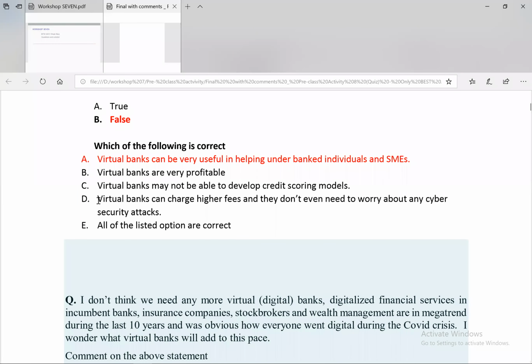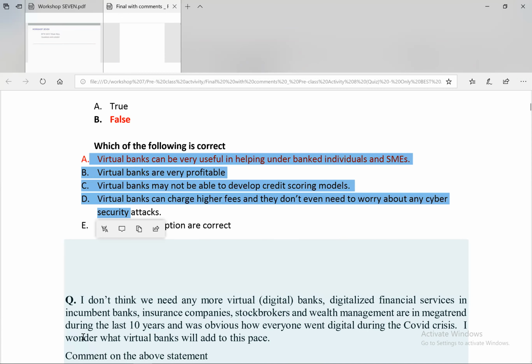Virtual banks can charge higher fees, and they don't even need to worry. The whole statement is not right. They tend to charge lower fees, and there is too much concern about the cybersecurity about it. And all of the listed options is correct. So we end up choosing A.